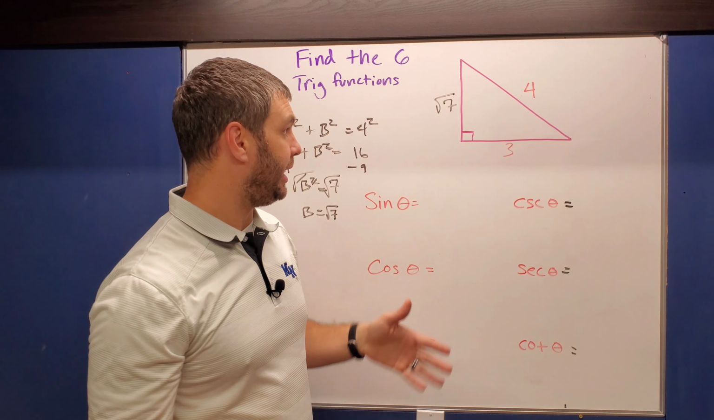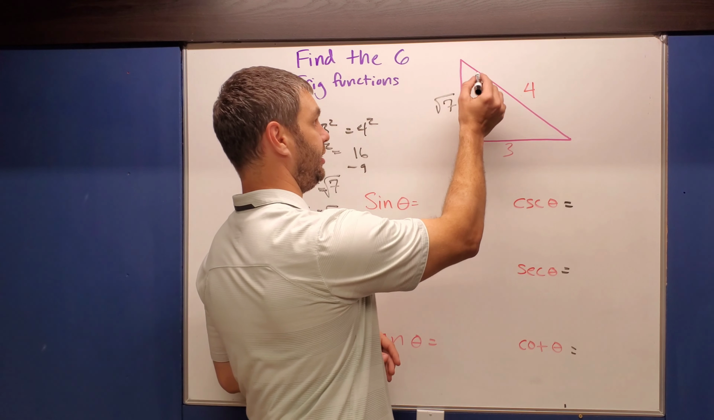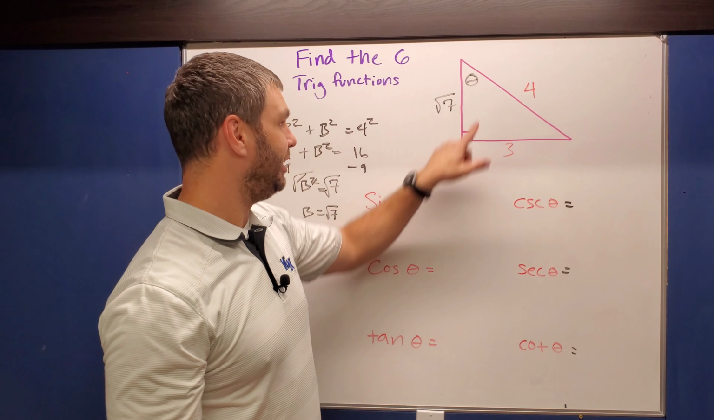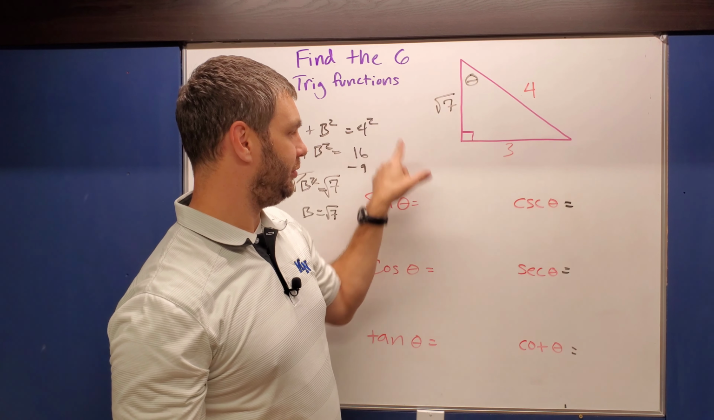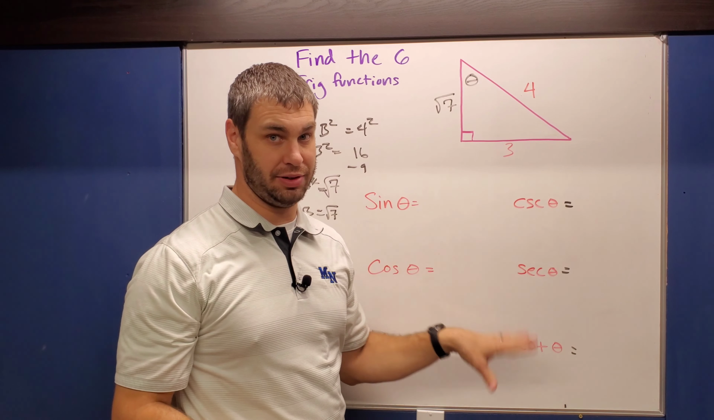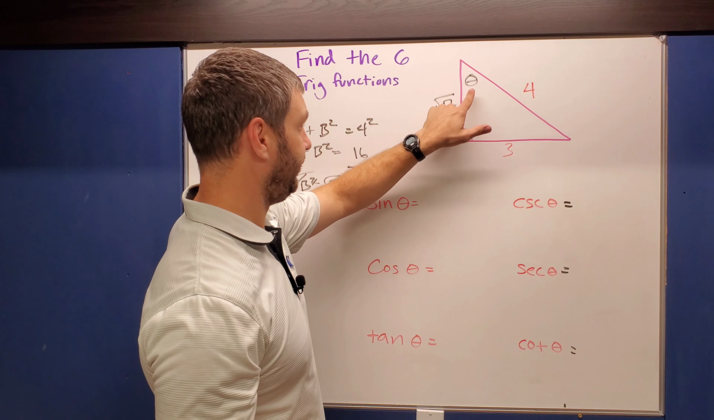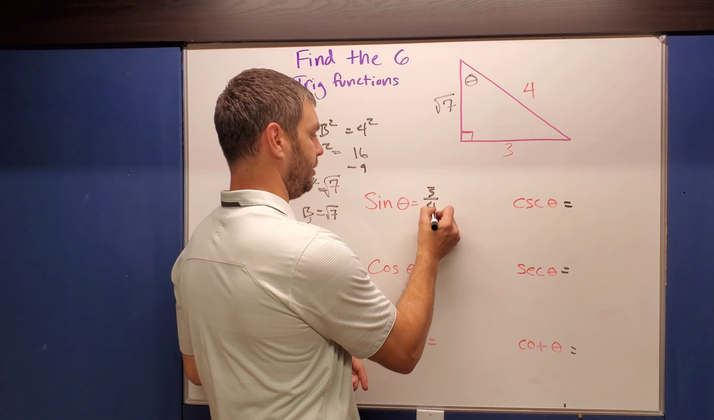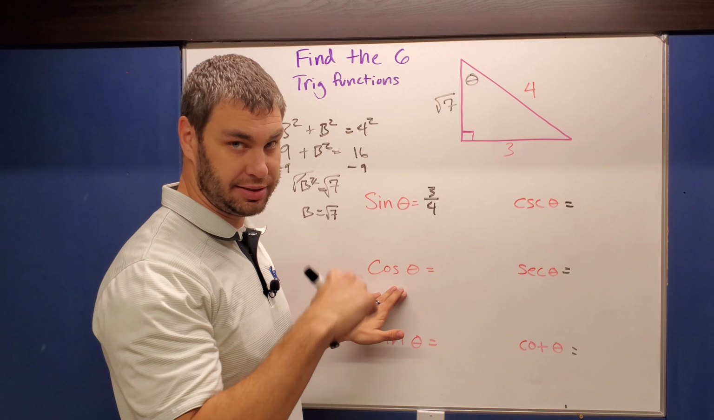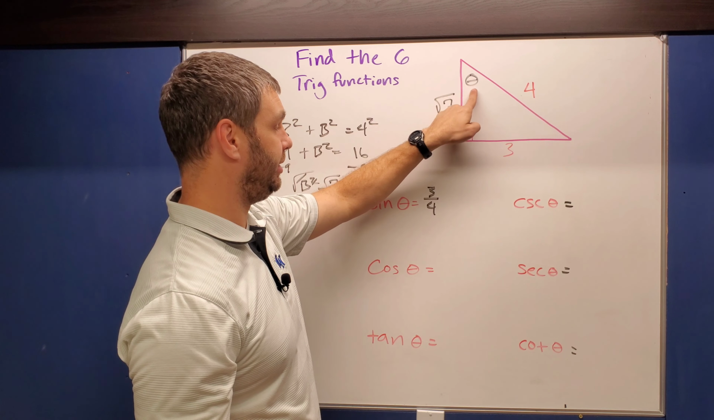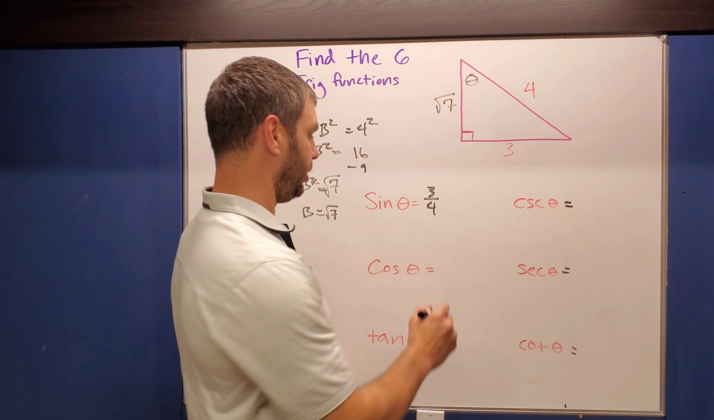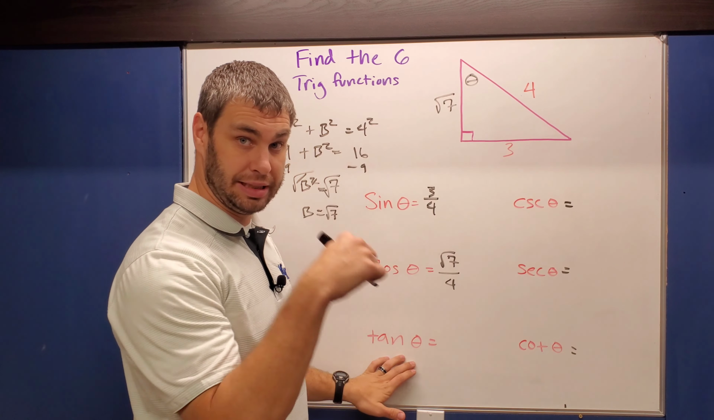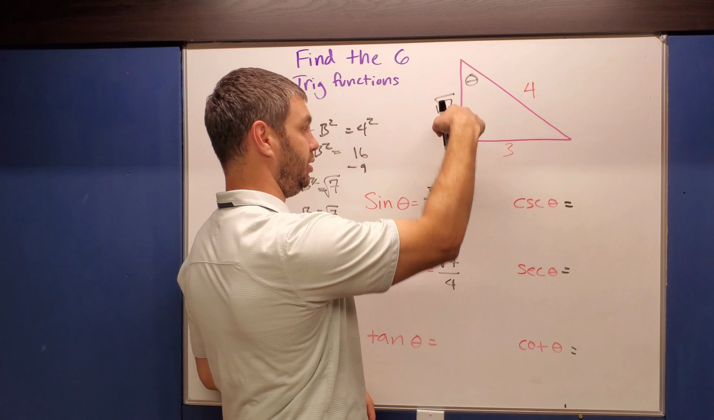And with that, I can now find all of these. It does help if you have a theta in there, so let's put our theta at the top. And compared to this theta, we're going to figure out our 6 trig functions, starting with sine. Sine, of course, is going to be the opposite over the hypotenuse, or 3/4. Cosine is going to be the adjacent over the hypotenuse. The adjacent compared to my theta is the square root of 7, so square root of 7/4. Tangent is going to be the opposite over the adjacent, 3 over the square root of 7.